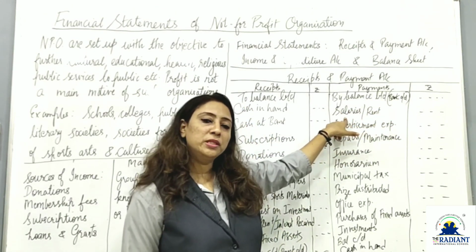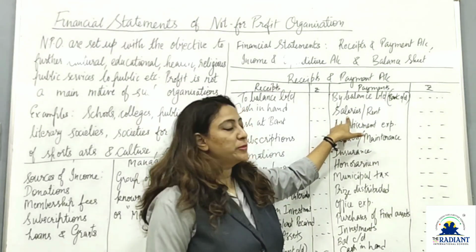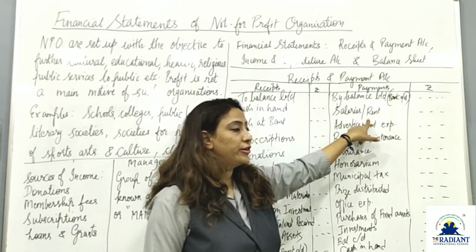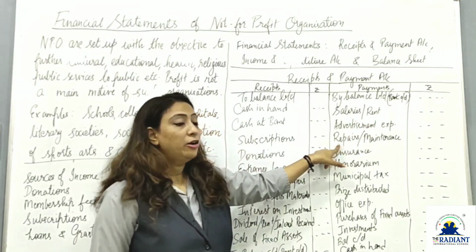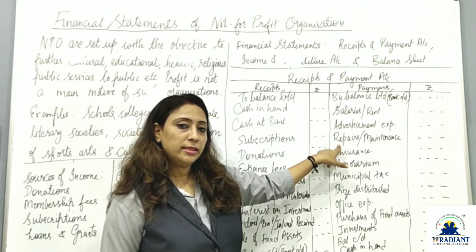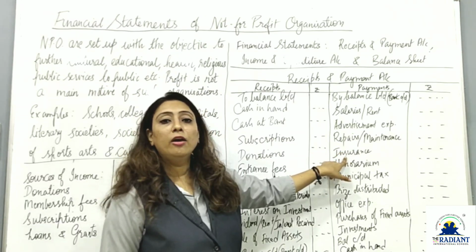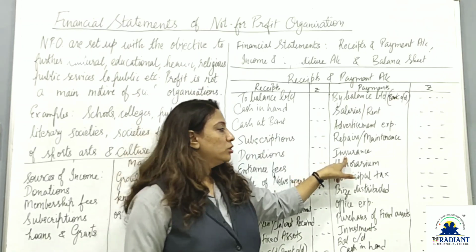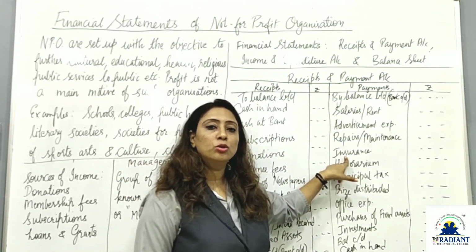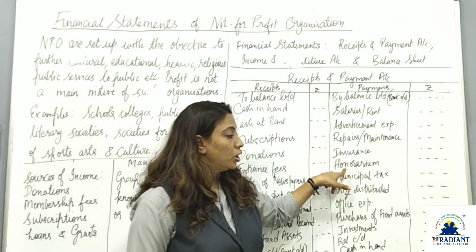Now, which types of expenses do you have? We have expenses like salaries, rents, advertisement expenses. Then we have repairs, or we call them maintenance expenses. Then we have insurance. We pay insurance premium. So the insurance premium you have paid is also an expense for you.